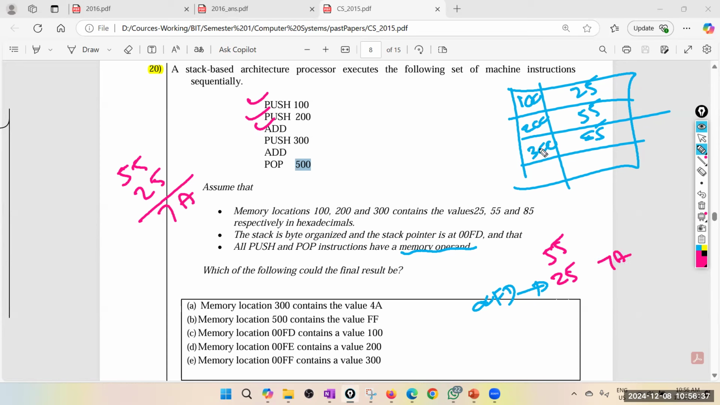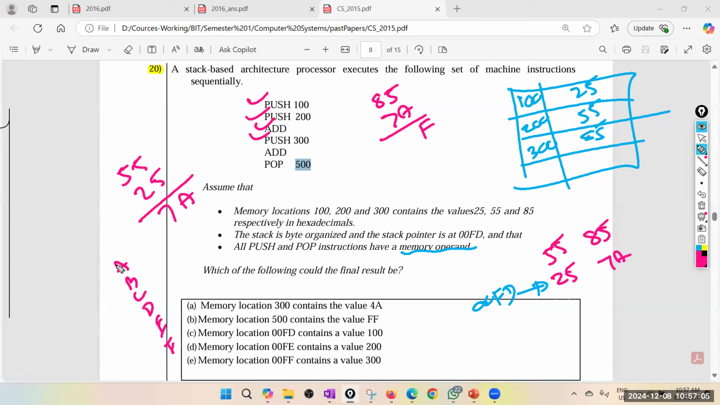Push 300, that is 8, 5. Now again add, so I add not 85, but 8, 5 and 7A. A plus 5. What is A plus 5? A, B, C, D, E, F. A is 10, so 10 plus 5 is 15. So 15 is F. So 15 I can keep in hexadecimal.